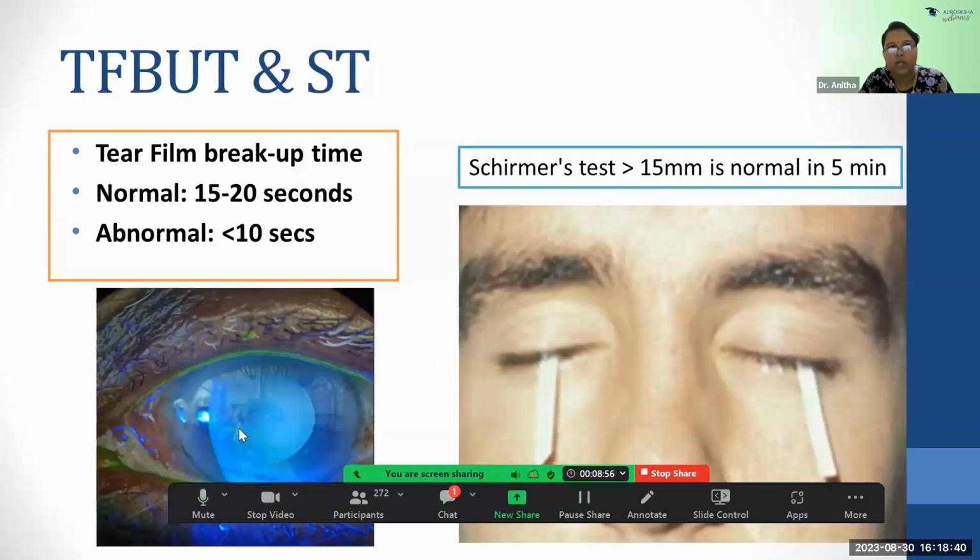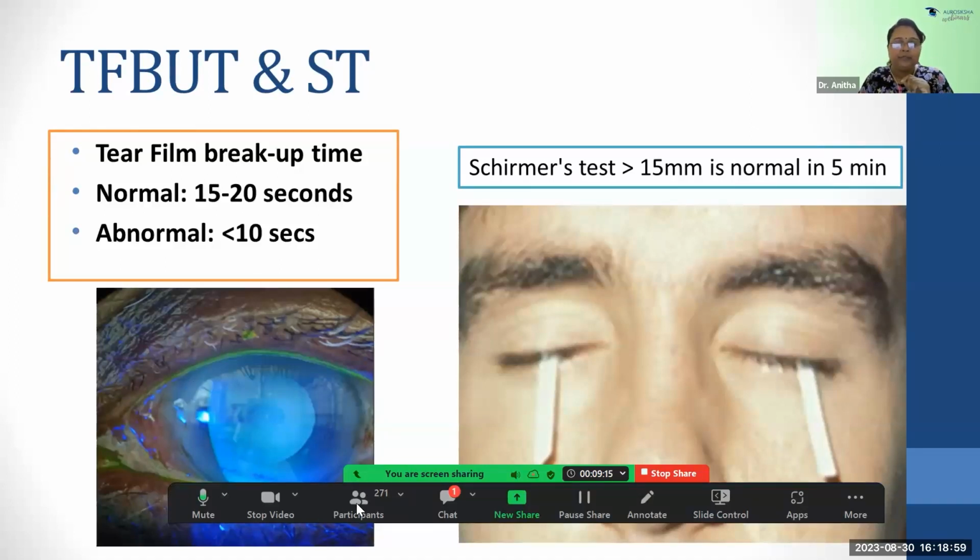They usually tell there is watering in the eyes. That is because of the mucin that is present. Usually mucin is the last to get depleted because of the goblet cells. So that will cause discharge in them because there is no aqueous tears, no lipid layer, only mucin will be there. So how to examine these type of patients?